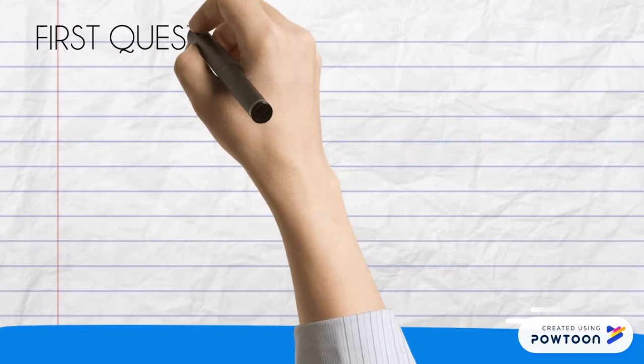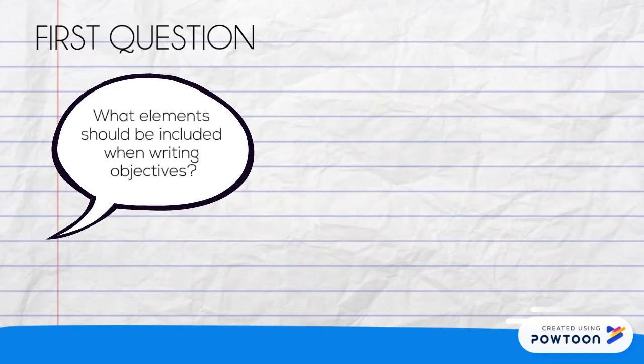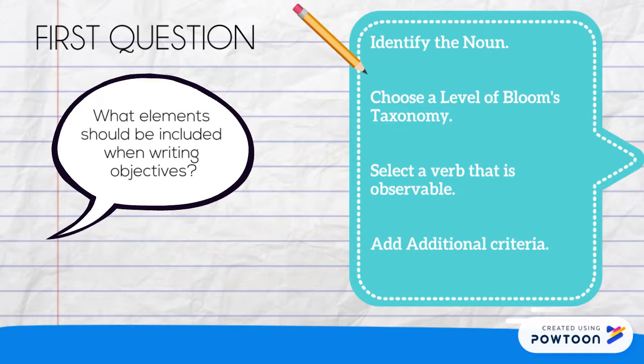The first question is what elements should be included when writing objectives? First, you need to identify the noun. Next, you need to choose a level of Bloom's taxonomy that you wish to follow. Select a verb that is observable and add additional criteria.